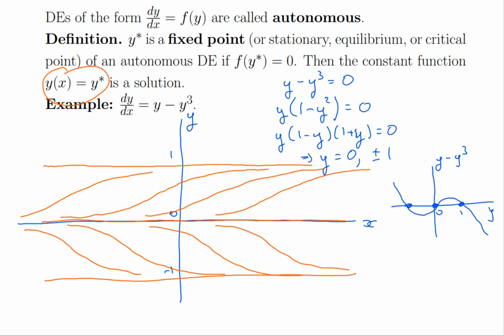When y is bigger than 1, y minus y cubed is negative. So y must be decreasing, but it can't cross that line y equals 1, because there it would have to have a horizontal tangent, and I've already got a solution there. So it must just get closer and closer to it. Same down here: decrease, decrease, decrease, never come back. So even for a more complicated differential equation, this one's non-linear, I can work out what the solutions are going to look like everywhere in the plane.